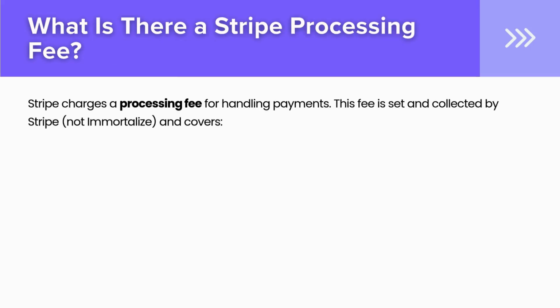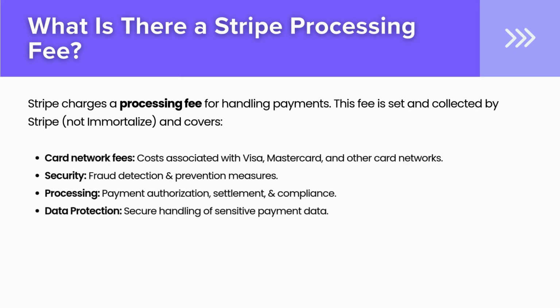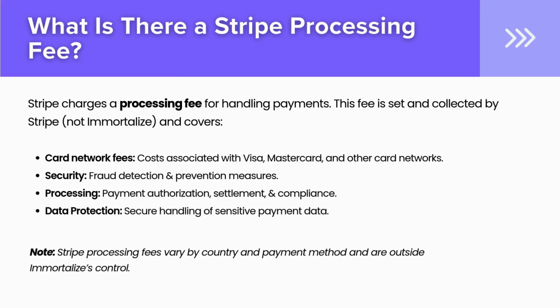As mentioned, Stripe charges for handling payments. It covers card network fees from providers like Visa and MasterCard, along with fraud prevention and data security. It also handles the technical side of things like payment authorization, settlement, and compliance. This fee is set and collected by Stripe, not Immortalize.